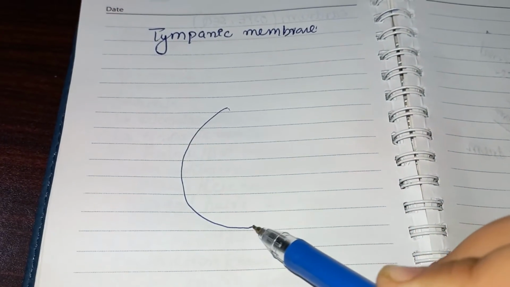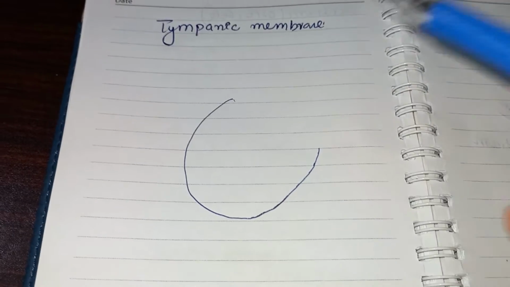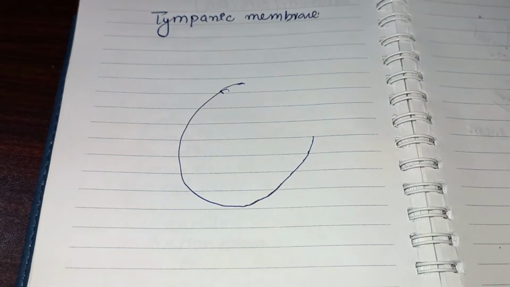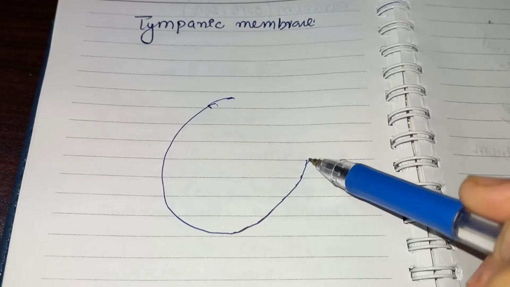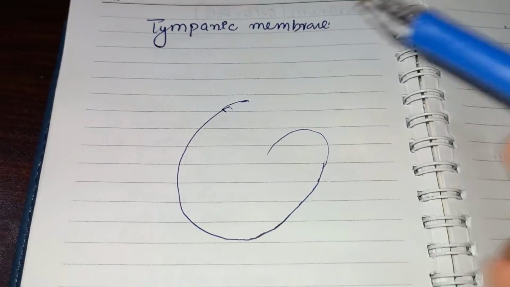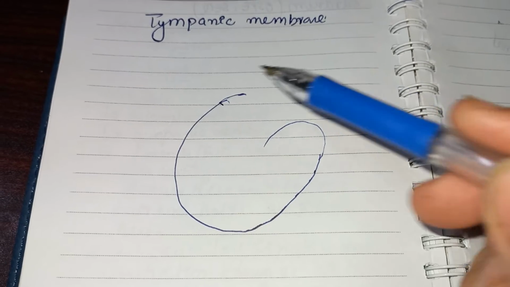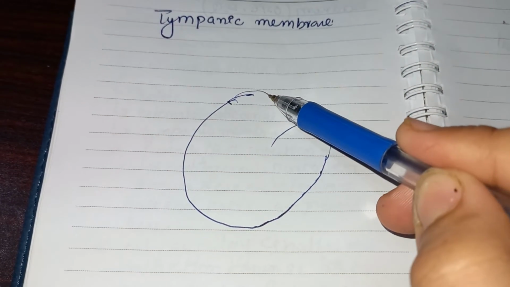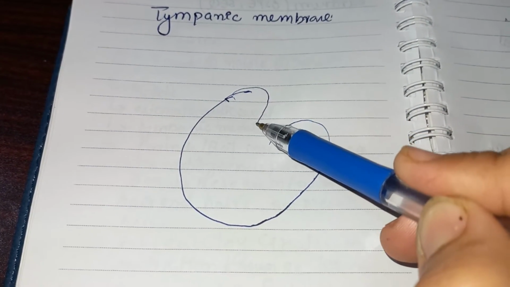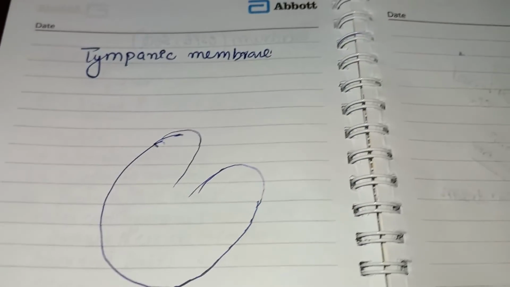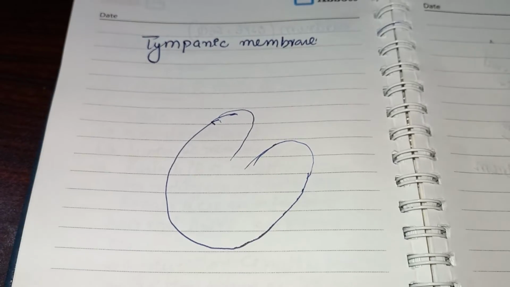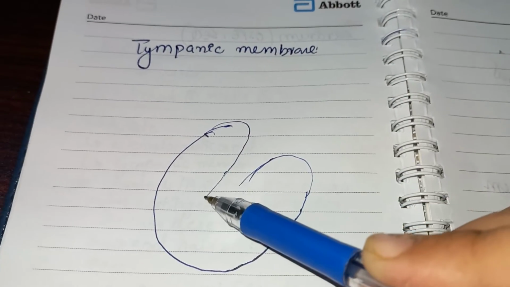So first of all, you draw a circle, and because our tympanic membrane is not a circle, it is oval in shape and pearly white in color. So there will be two folds in it, the anterior malleolar fold and the posterior malleolar fold. So it comes downward, and in the middle part there is the major concavity that is known as the umbo.